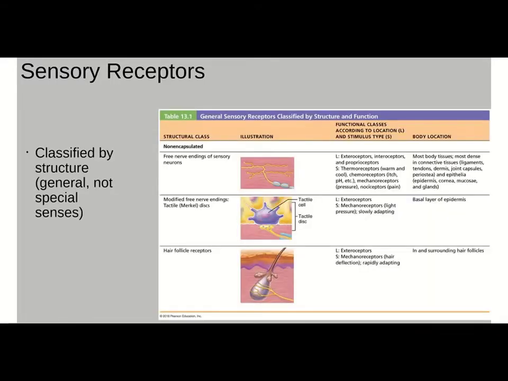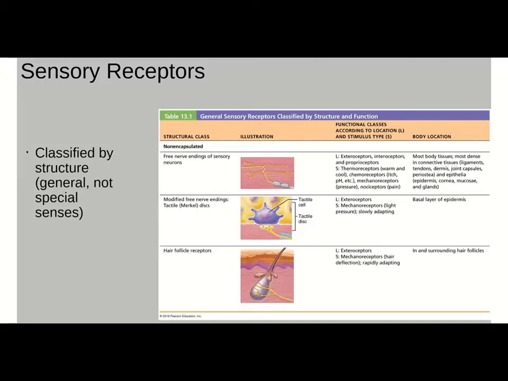Finally, we can classify based on structure of the nerve endings, the dendrites of the sensory neurons. For example, on this little table, we see non-encapsulated. So the dendrites are exposed. They're not wrapped by anything. This chart is on page 491 of your textbook if you want to see it in your book.